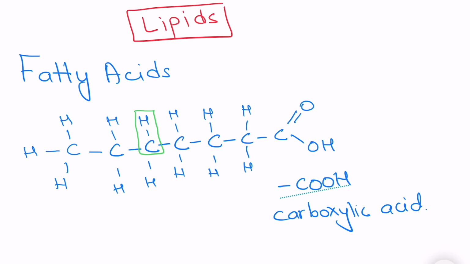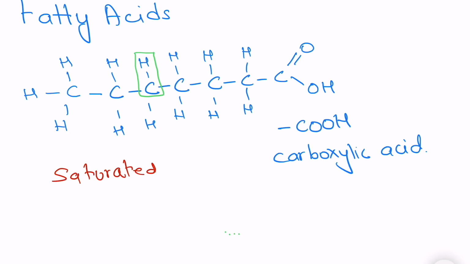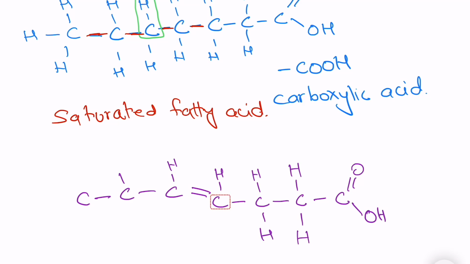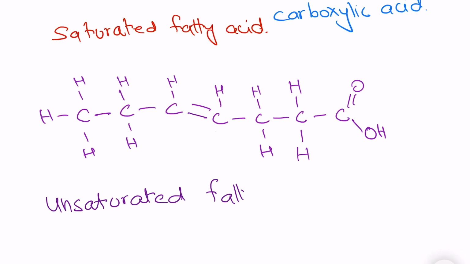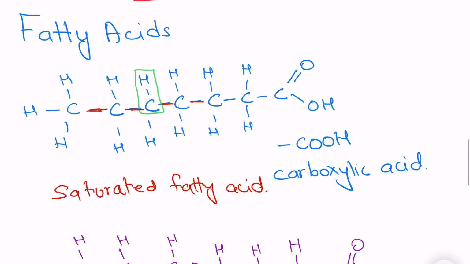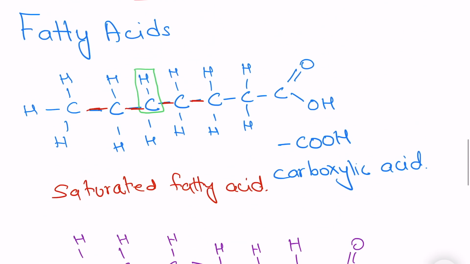These types of fatty acids are called saturated fatty acids because they contain the maximum number of hydrogen atoms that can be accommodated in this chain. It's because each carbon atom in the chain is connected to the neighboring carbon atom through a single covalent bond. So when there is at least one double bond present in the chain, they are called unsaturated fatty acids. An example is vegetable oil. And some examples of saturated fatty acids are butter and ghee.